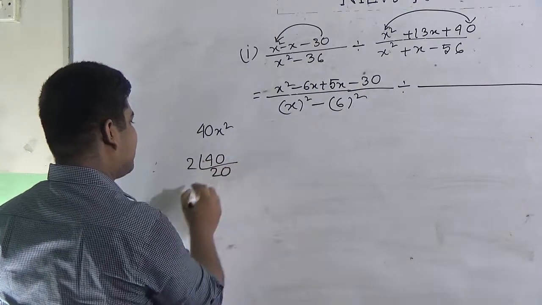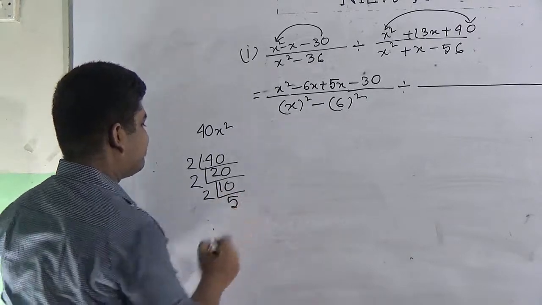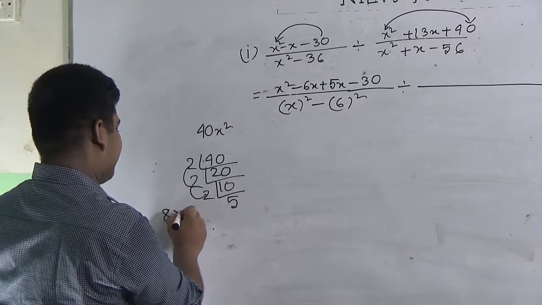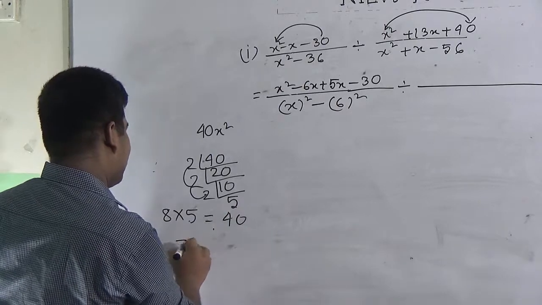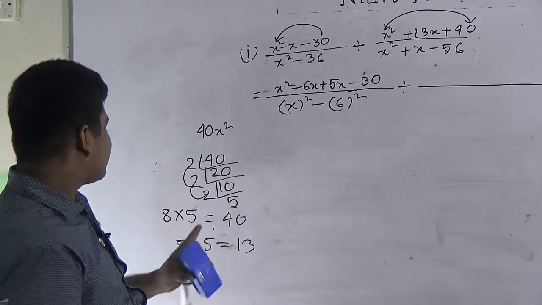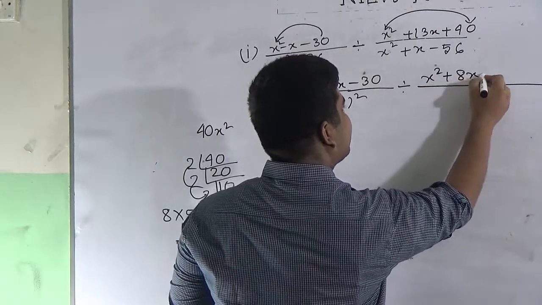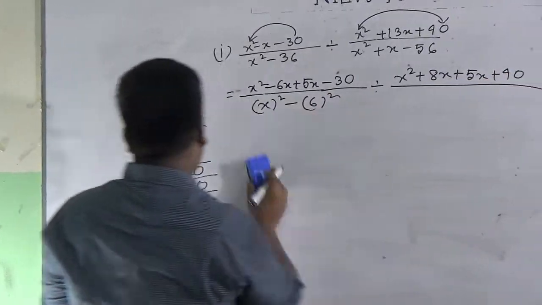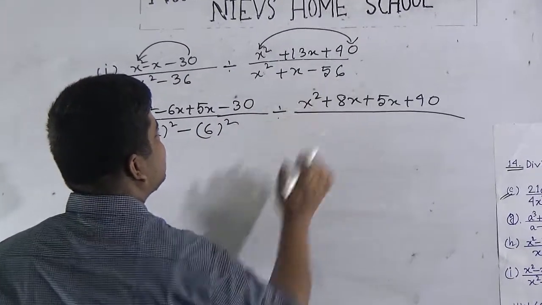2 20s are 40, 2 10s are 20. Now we multiply: 2 2s are 4, 4 2s are 8, and 5. If we multiply 8 and 5, we get 40. If we add 8 plus 5, we get 13. So here the factors are 8 and 5. So write x square plus 8x plus 5x plus 40, and the denominator is x square plus x minus 56.